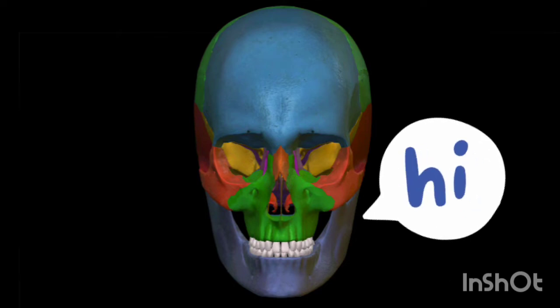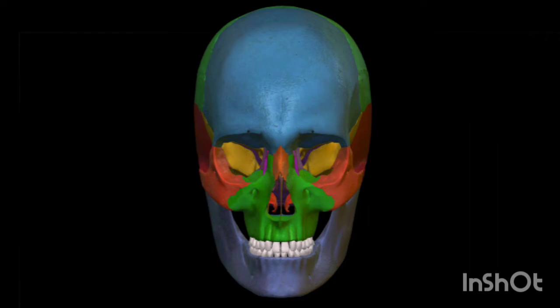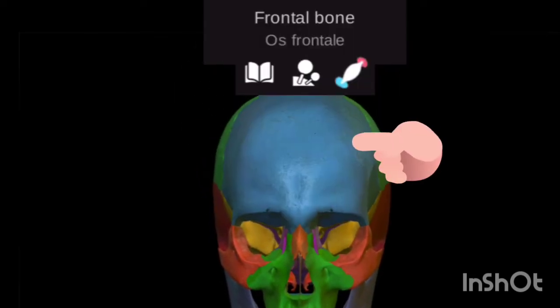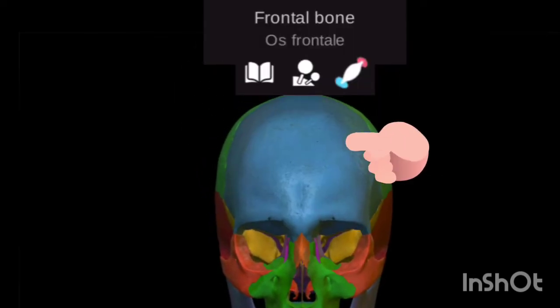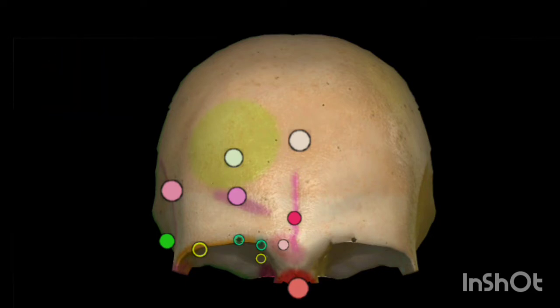So we have our Mr. Skull ready with us, and starting from top to bottom, I'll label the bones one by one. The first one that I see is the frontal bone, which is the largest bone on the anterior view. Here we have a zoomed in version of the frontal bone, and it has a little bit of markings to make it easy for understanding.